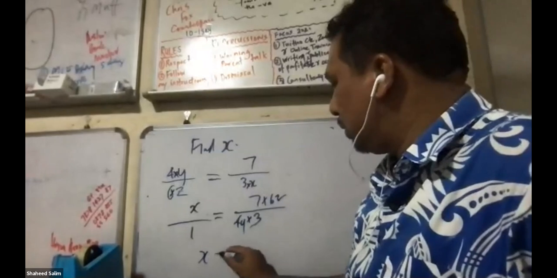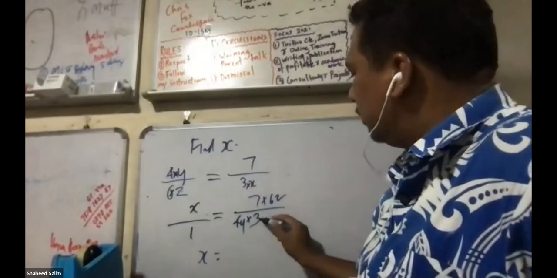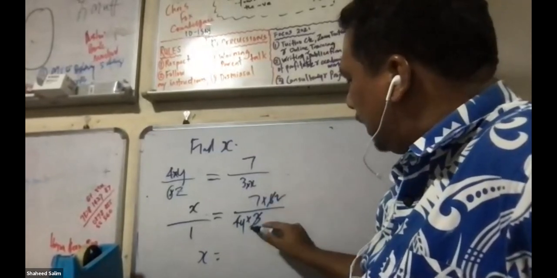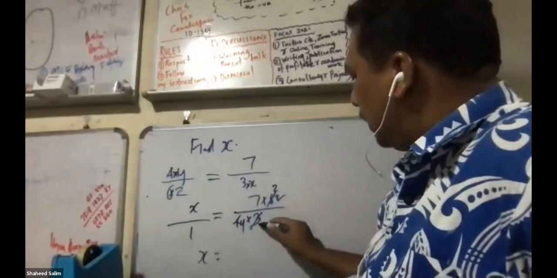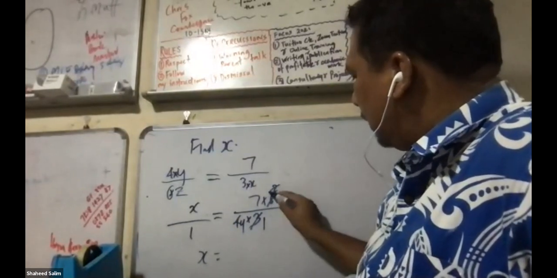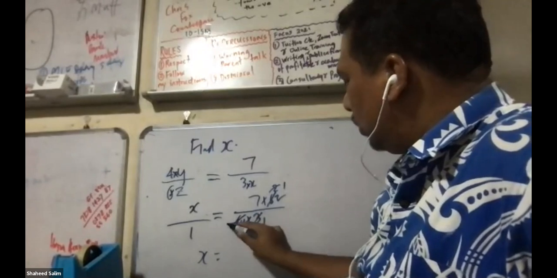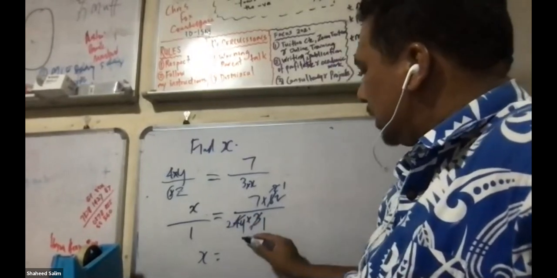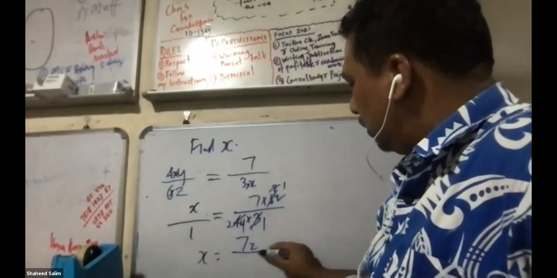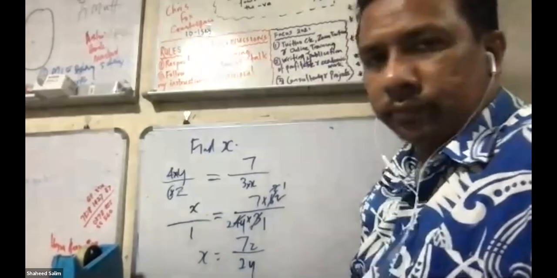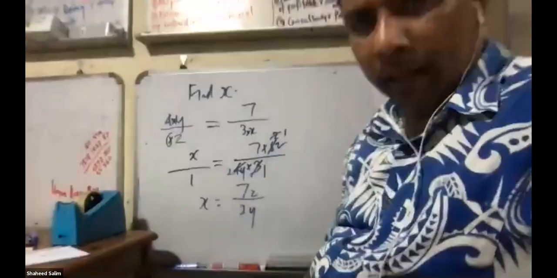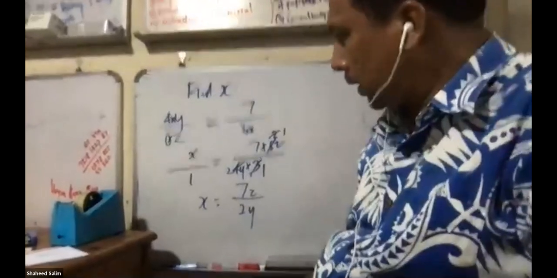So I push it up, it becomes times 6z. So we have x equals to 7. We can reduce that. You can divide by 3, you get 2. Divide by 3, you get 1. Then divide by 2, you get 1. Divide by 2, you get 2. So you get 7z over 2y. Are you okay?